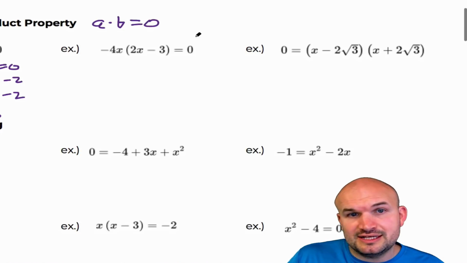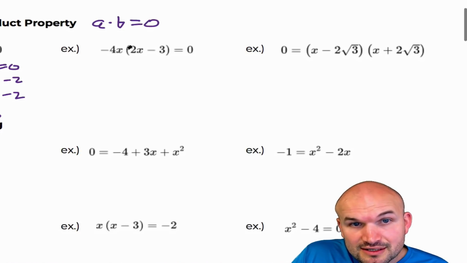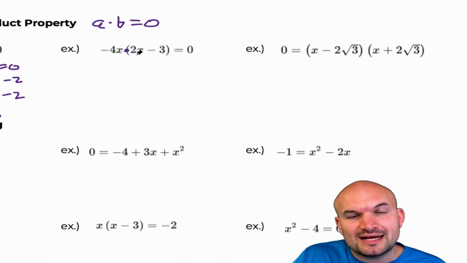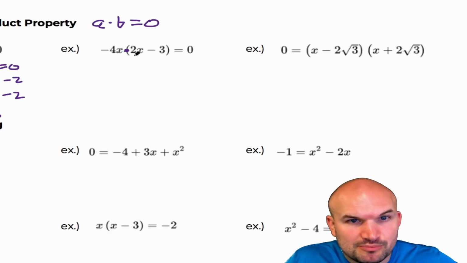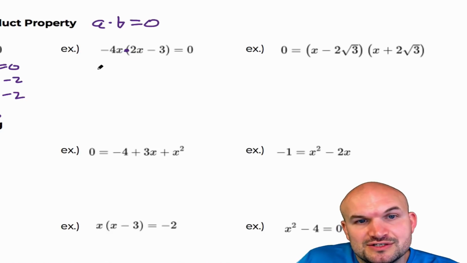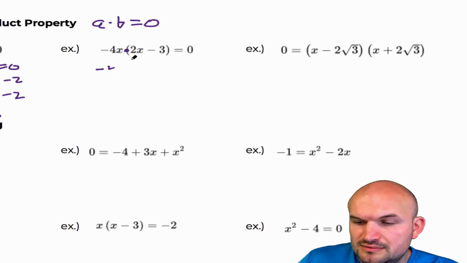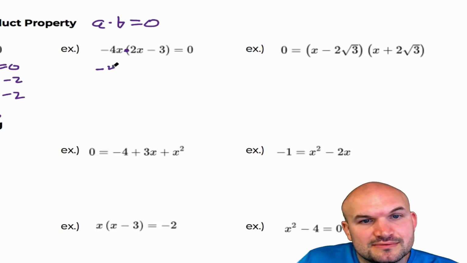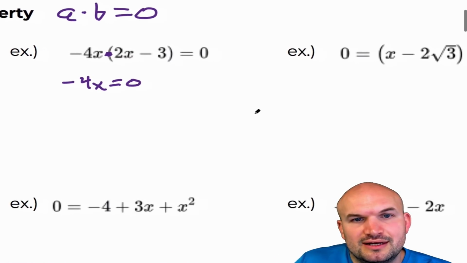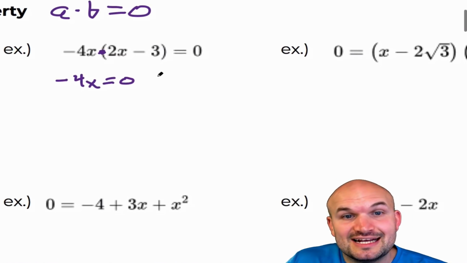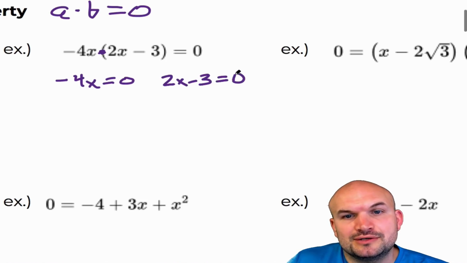Now this one, we still have the product. We don't have two binomials anymore like the last example, but we have negative 4x times 2x minus 3 equal to 0. So again, by applying the zero product property, we're going to set both of our factors, negative 4x equal to 0. I'm going to zoom in one more time. And then the next one is going to be 2x minus 3 equal to 0.